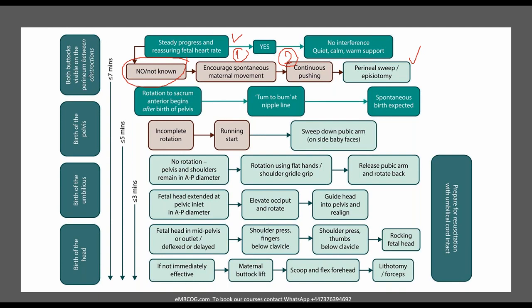So this is at the first stage, when the buttocks are visible on the perineum between contractions and we don't have steady progress or there is a problem in the fetal heart rate. So encourage spontaneous maternal movement and continuous pushing, and if everything is good, go to the perineal sweep and or episiotomy. Okay, good. Let's say we have birth of the pelvis. The pelvis is delivered. So remember, what should happen to the sacrum?